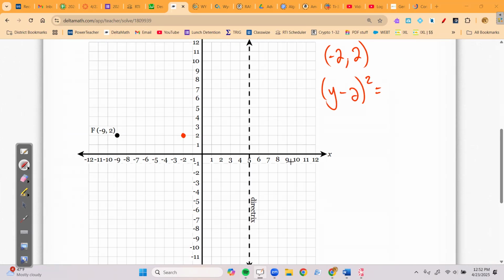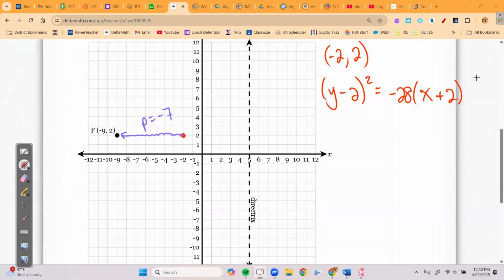What is the p-value this time? Good for you guys. P is from here over to here. Since it's leftward, it's going to be a negative. So P is -7. So we're going to slap in the number. What number goes right here? And then in here? X minus, well, X plus 2. Good for you. Good catch. X plus 2. You got it? Got it?